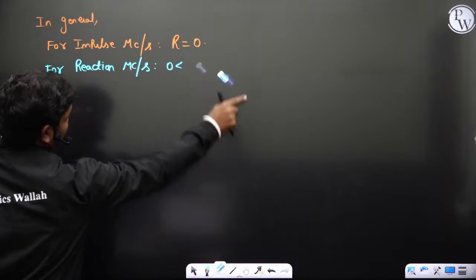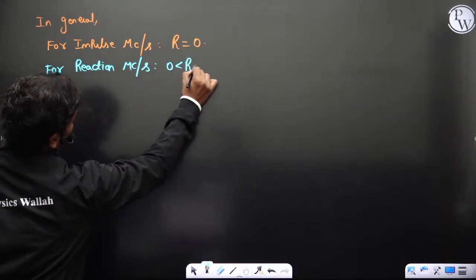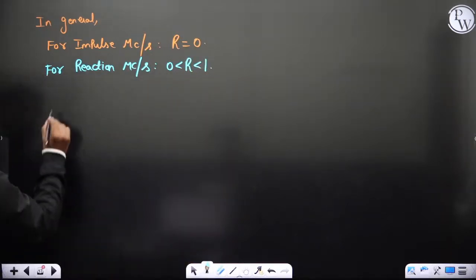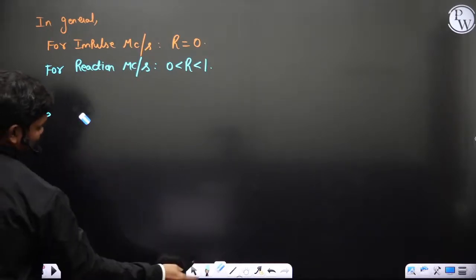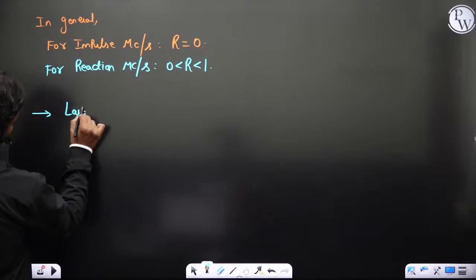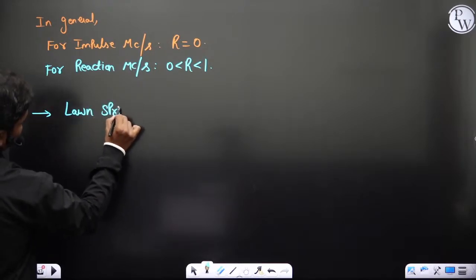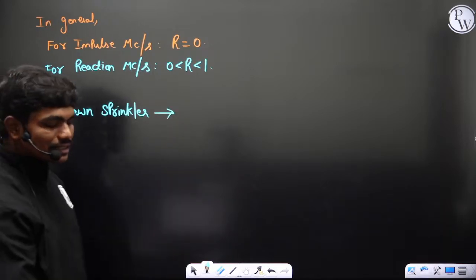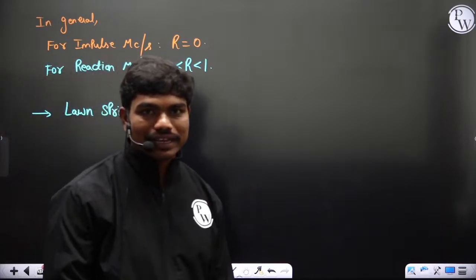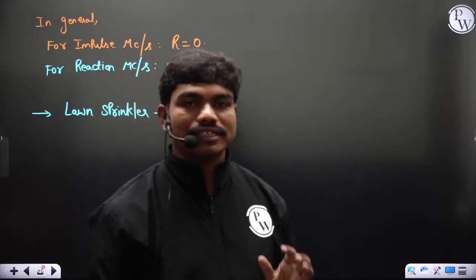0 less than R less than 1. Now can anyone tell me something? Lawn sprinkler. Normally if you see a lawn sprinkler, this is an impulse machine or a reaction machine. What do you think is responsible for the reaction change?